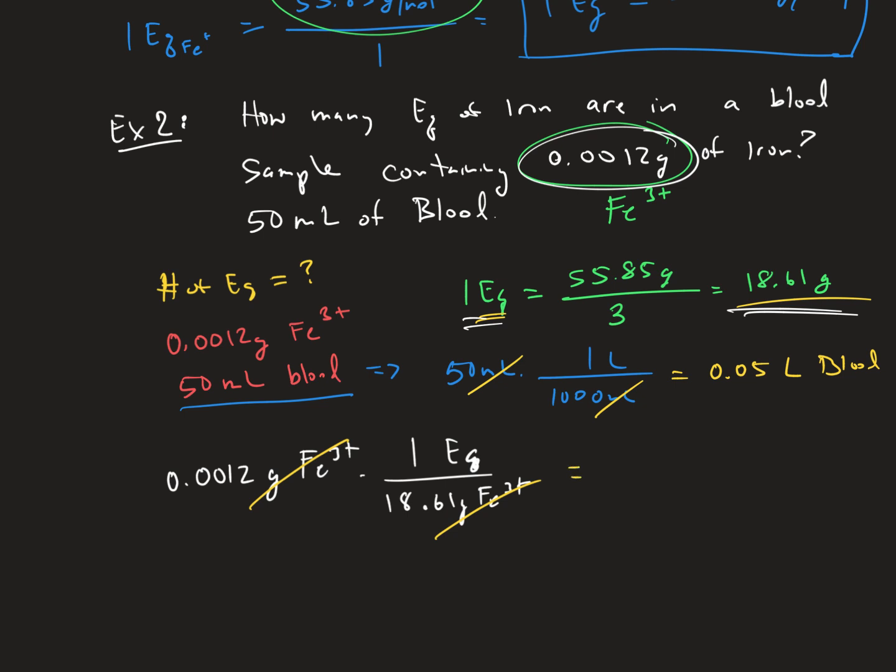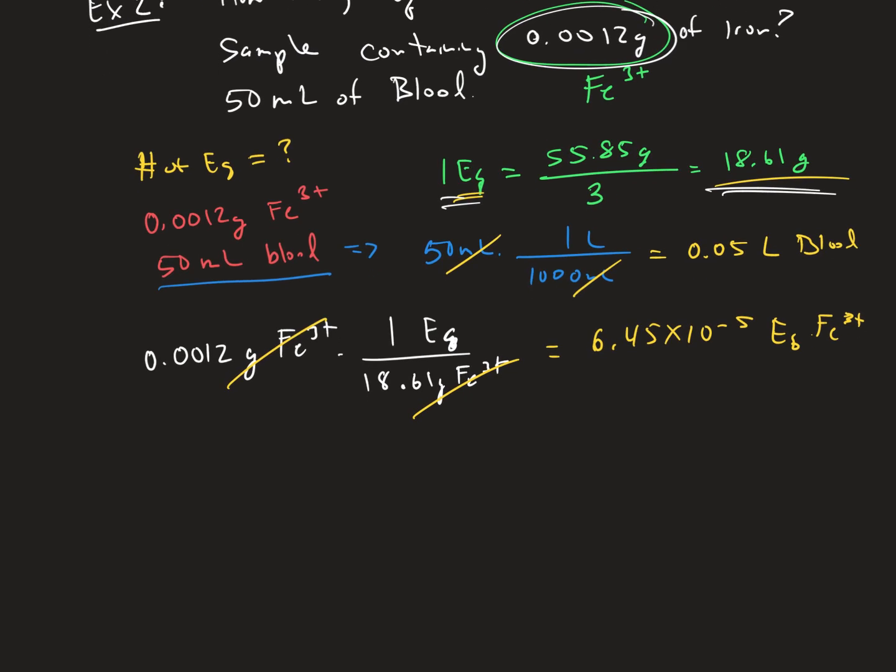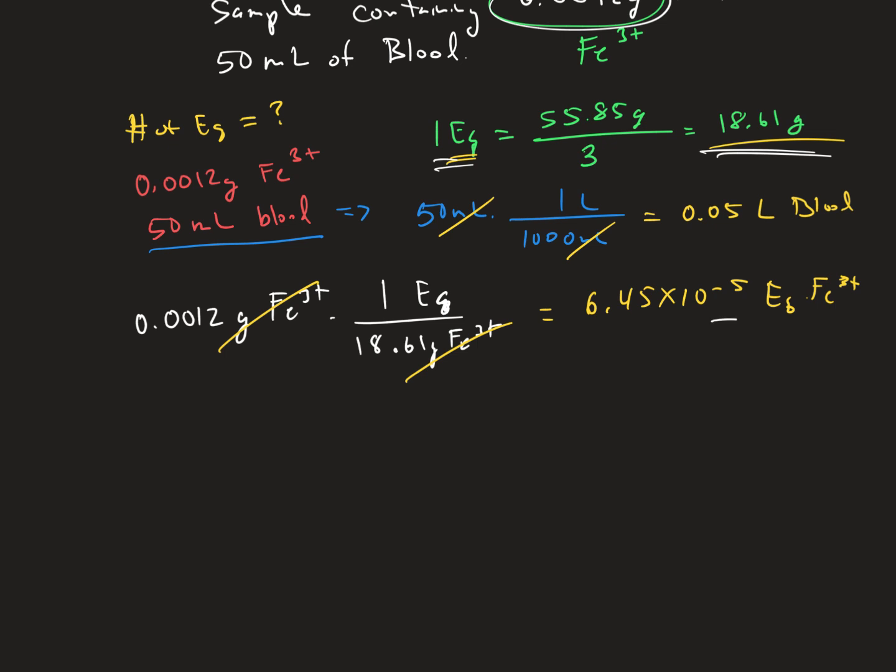Okay, we do this and we get 6.45 times 10 to the negative 5 equivalents of iron. Good? That's kind of a tiny number. What can we convert that to? Milli equivalents or even micro equivalents? Can we do that if we have to? Just like if it's microliters or milliliters, same thing. It's just a conversion with the prefixes that we know.